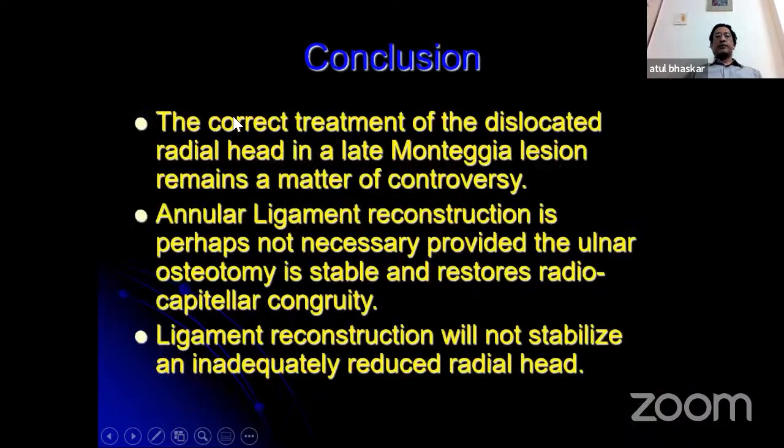So in conclusion, the correct treatment of a dislocated radial head remains controversial. I would say if a child presents with symptoms, you must operate, but I would not leave a head dislocated. If they come within 18 months to 2 years, I would operate to prevent valgus instability. Ligament reconstruction is not always required, but if you do a correct osteotomy, especially if the child comes within 1 year, you may not need a ligament reconstruction.